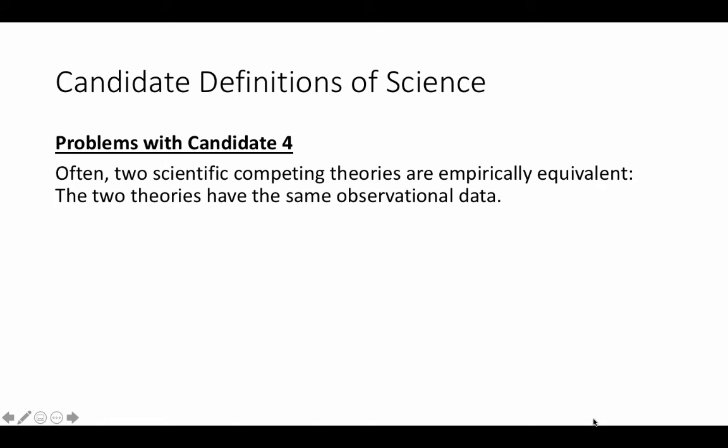Often 2 scientific theories, which are competing theories, are empirically equivalent. There are a lot of times where 2 different scientific theories have the exact same observational data and appeal to the same observational data. I'm going to talk a little bit about that in this lecture, and then I have a whole lecture on the relationship between theory and observation that we'll be looking at. So I won't spend too much time on this.